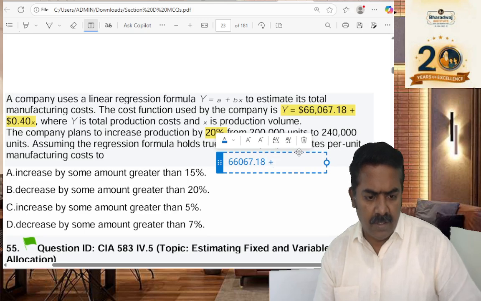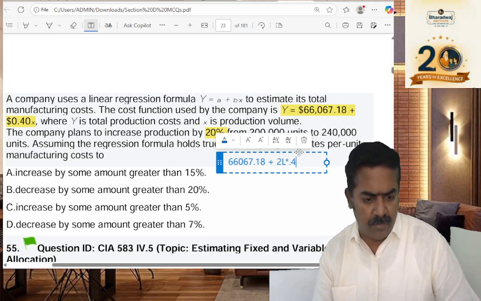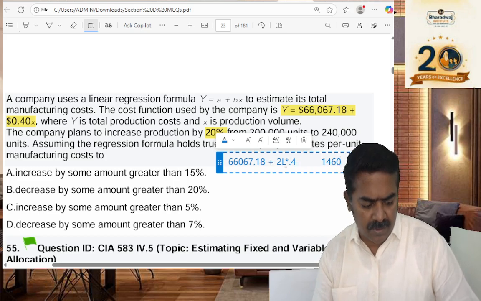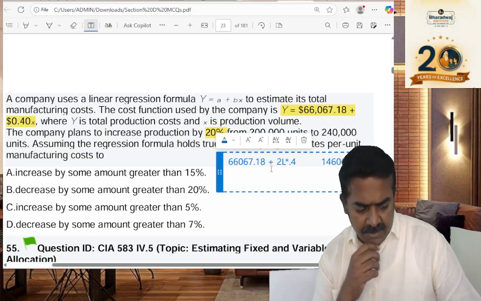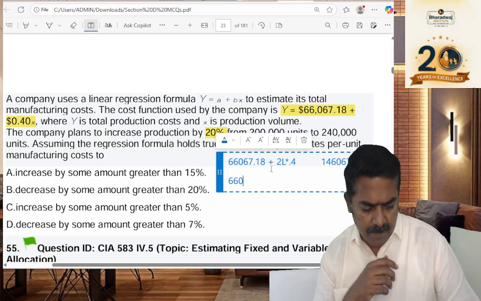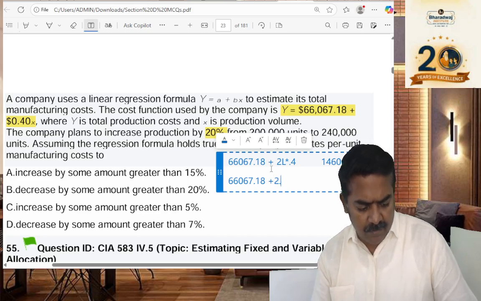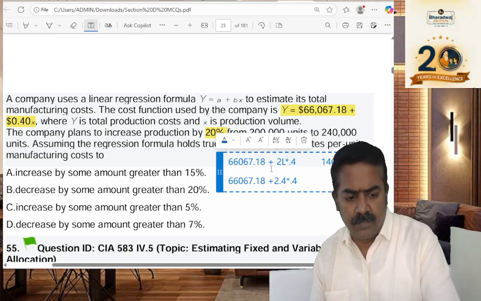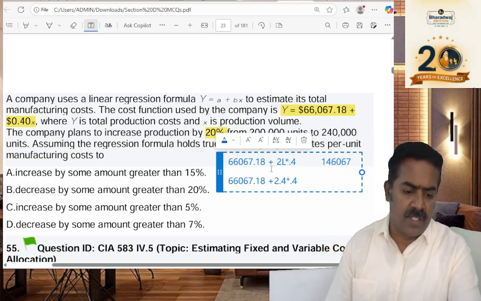66,067.18 plus 2 lakhs into 0.4. That is 80,000 plus 66,067, which is 146,067. For the other one, 66,067 plus 2.4 lakhs into 0.4.